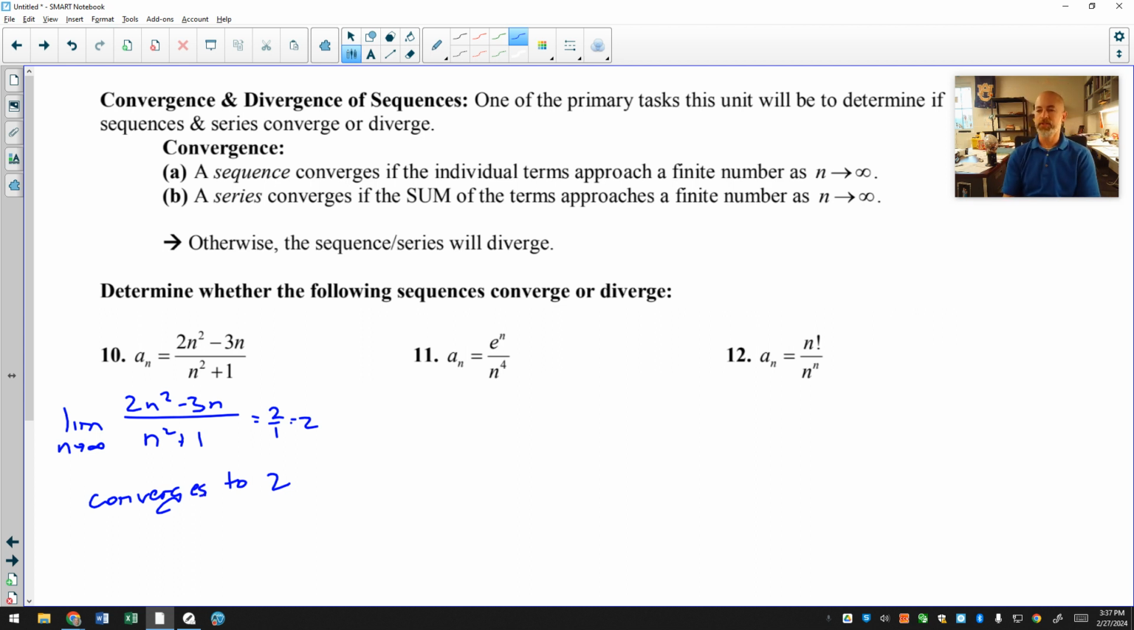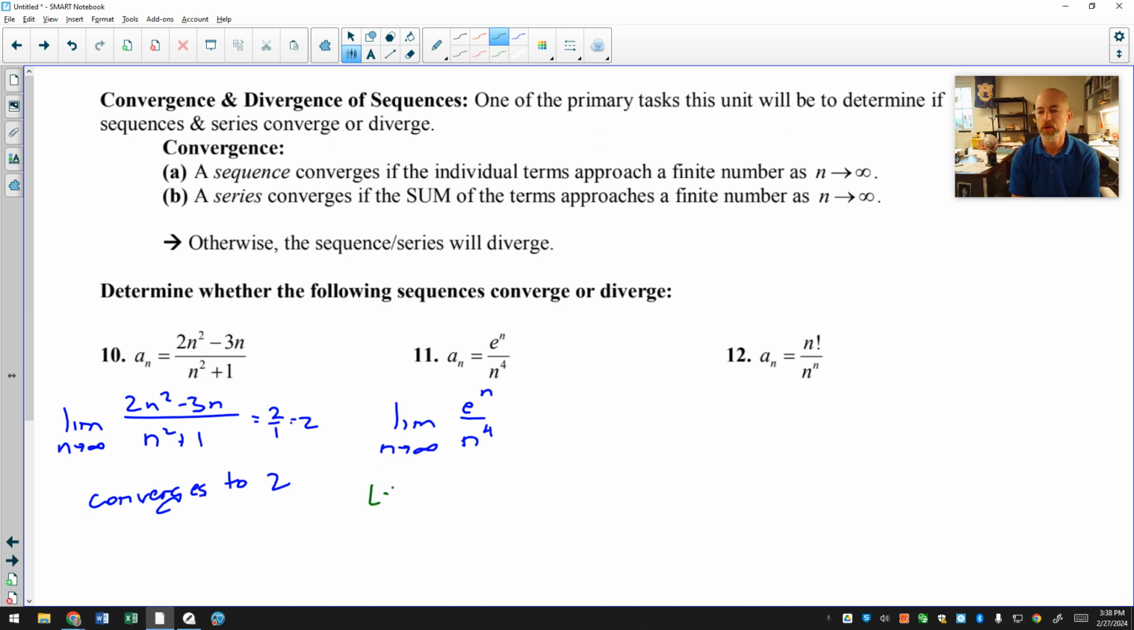Number 11, do the same thing. It's the limit as n goes to infinity of e to the n over n to the 4th. If you try a direct substitution, you will get infinity over infinity, which is indeterminate. We could channel our inner L'Hopital's rule here, and I'm really going to anger the gods with the way I write my work. But I do know that with L'Hopital's rule, I will differentiate top and bottom individually until I escape that indeterminate form of infinity over infinity.